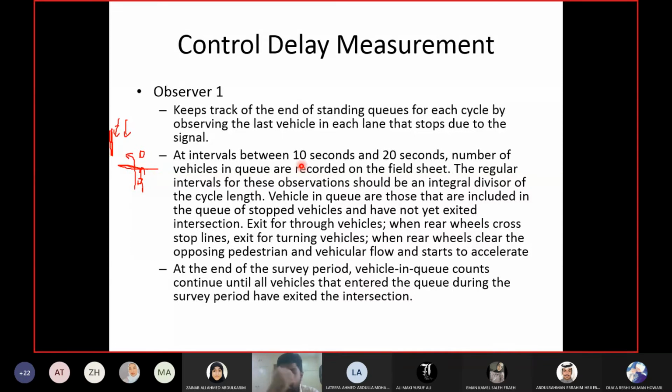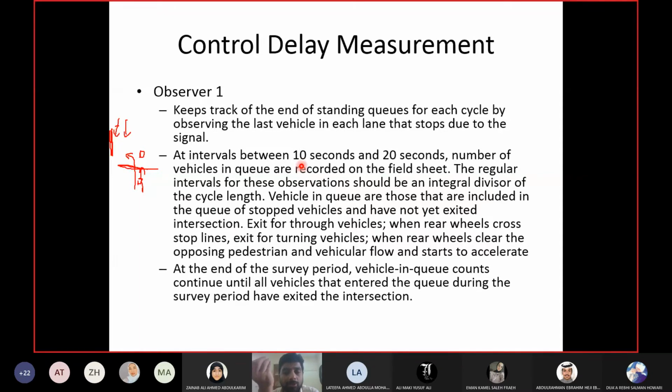Now, how do we know the value of the interval? How do we fix the value of the interval? You can take any value between 10 and 20 seconds, which should be an integral divisor of the cycle length of the signal. Now, there are some heavy and new words here, right?